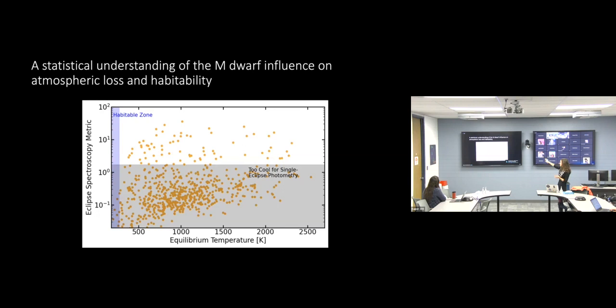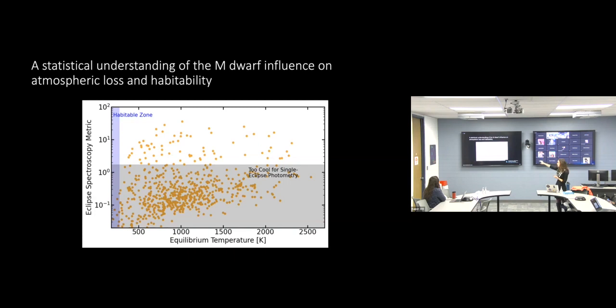And everything above that gray shaded line is a good enough target that we expect that in a single secondary eclipse, we would be able to tell the difference between a planet that does or does not have an atmosphere using this technique. So this is really a quick way to build up an understanding of where atmospheres exist on what types of orbits around what types of stars, and can give us a more holistic understanding of how the activity of M-dwarfs impacts their ability to host habitable planets.